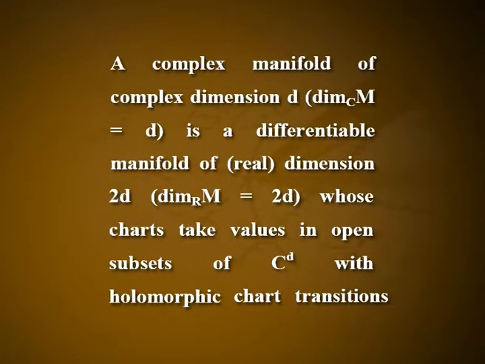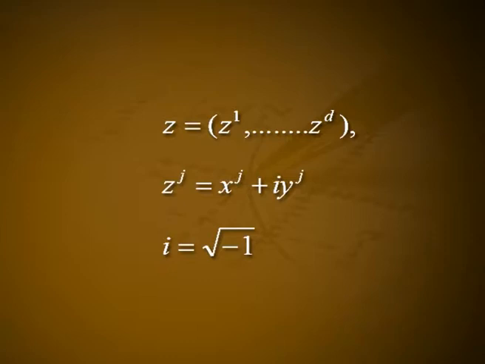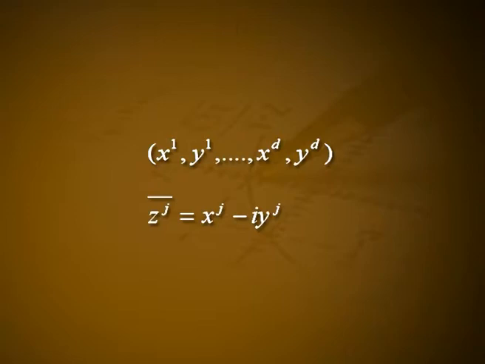Next definition, a complex manifold of complex dimension d is a differentiable manifold of real dimension 2d whose charts take values in open subsets of C^d with holomorphic chart transitions. In the case of a complex manifold, it is customary to write the coordinates of C^d as z = (z1, z2, ..., zd) with z_j = x_j + i y_j, with i equal to the root of minus 1, that is, use x1, y1, ..., xd, yd as Euclidean coordinates on R^{2d}. We then also put z_j bar = x_j minus i y_j.